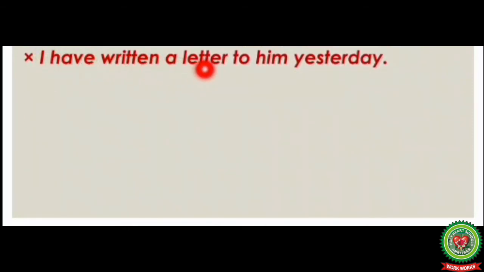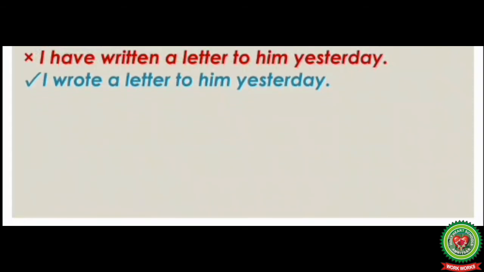I have written a letter to him yesterday. Children, the words like yesterday, last night, last evening, last month, etc. With that we use past. Here it is wrong. The correct answer is I wrote a letter to him yesterday. Here yesterday denotes past. So we have to write it in simple past, not in the present perfect tense.